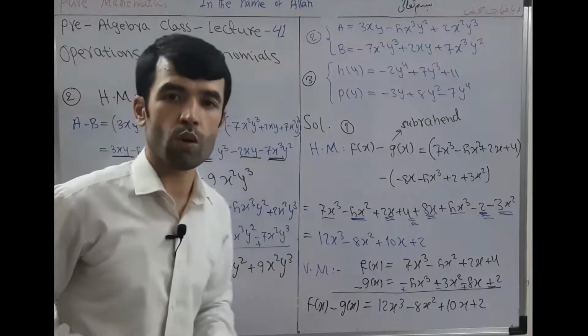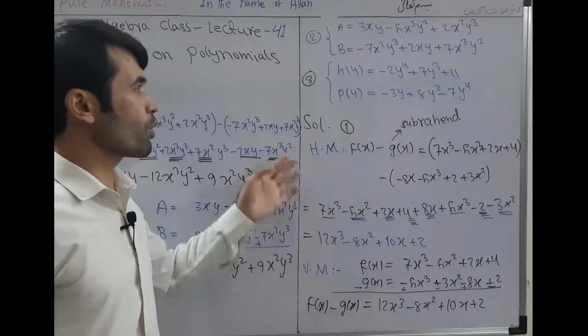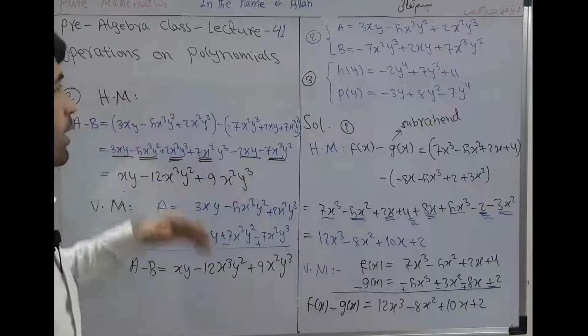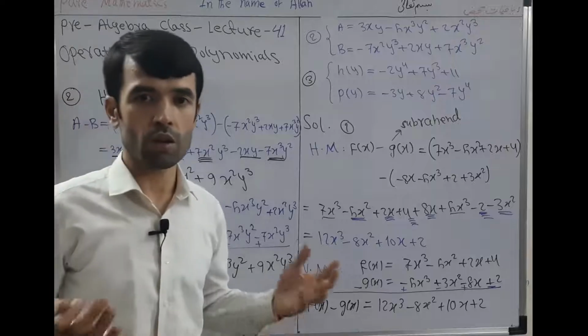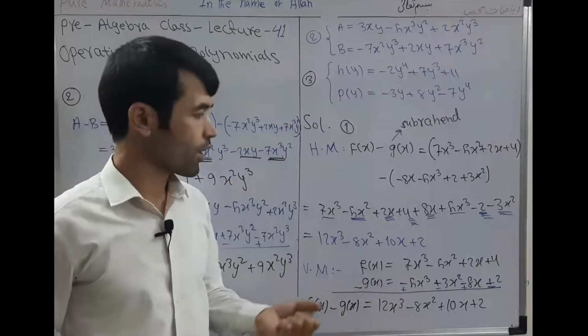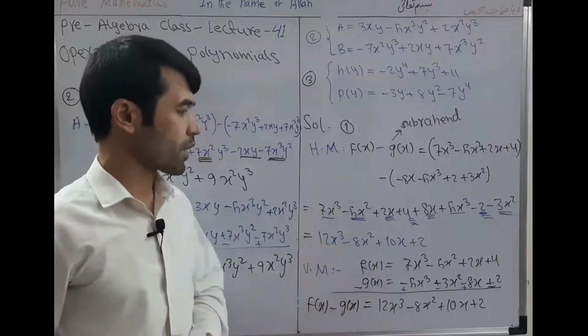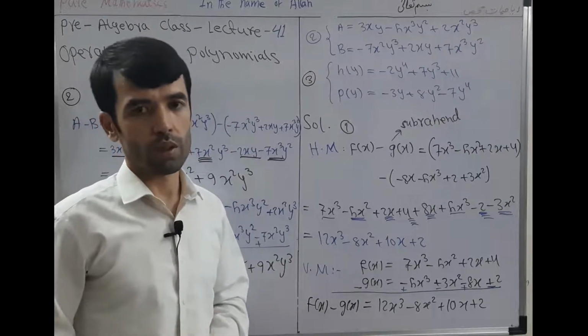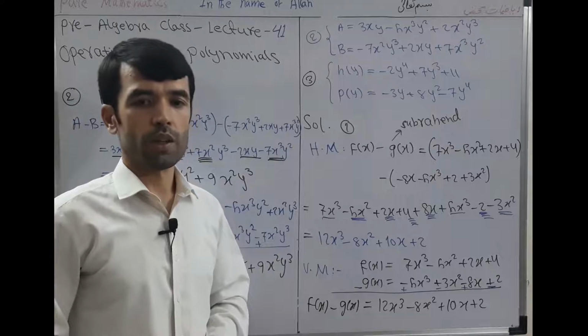Question 3 is your homework. You have to do it by yourself. It was lesson 41, the subtraction of polynomials, in which we solved 2 examples, and we also explained the methods of how to subtract 2 polynomials. Thank you.